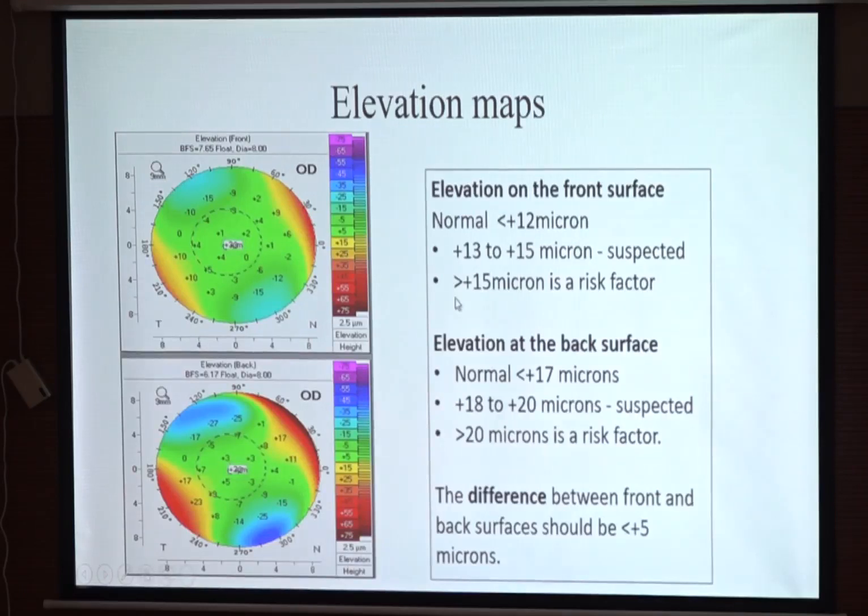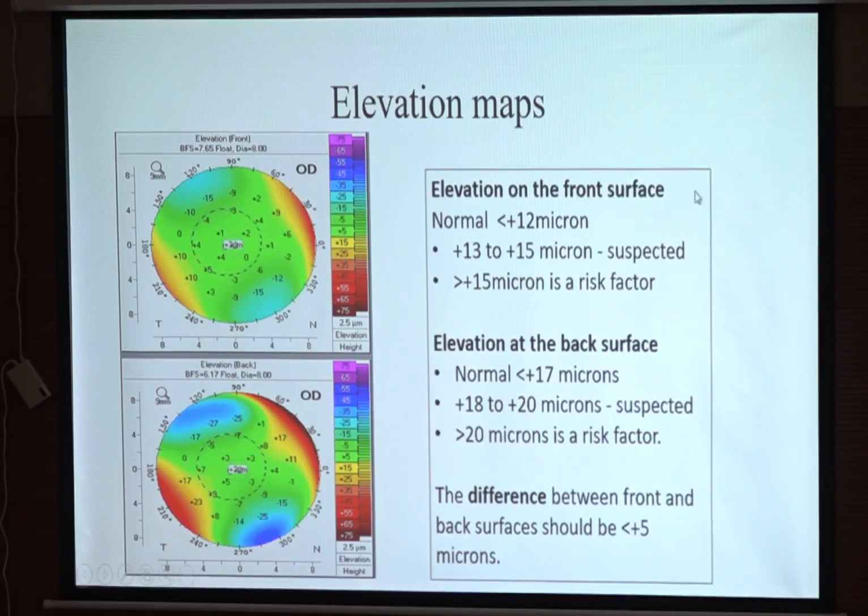So coming to the elevation maps, these are the anterior and the posterior elevation maps. The normal range is depicted by green color. So you can see that in these two maps, it is showing your normal elevation. Anything which will be above will be depicted by your cooler colors, that is the higher elevation, and anything below will be depicted with your warmer colors.